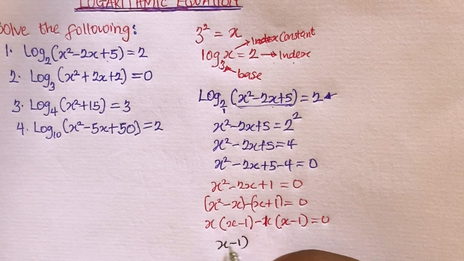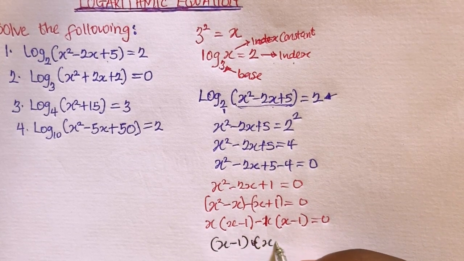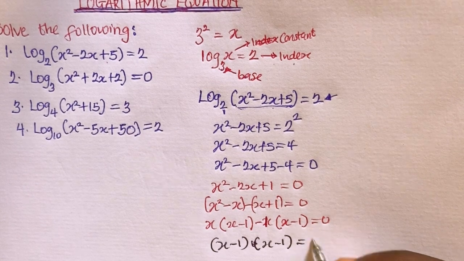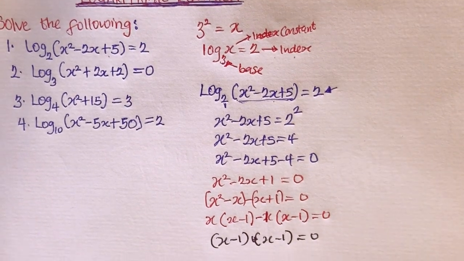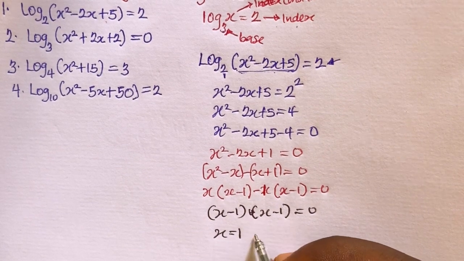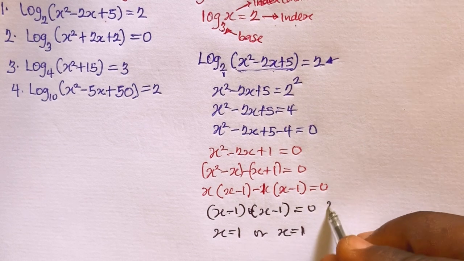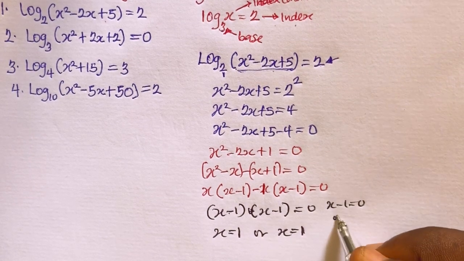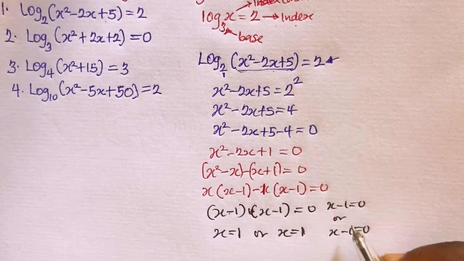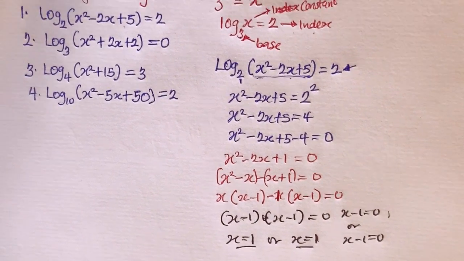So simply I have x minus 1 and also x minus 1. That's x minus 1 twice, equals 0. So x equals 1, or x equals 1, because if you equate x minus 1 equals 0, or x minus 1 equals 0, the minus 1 will go to the other side. This is our final answer. Alright? So now let's move to the next one.